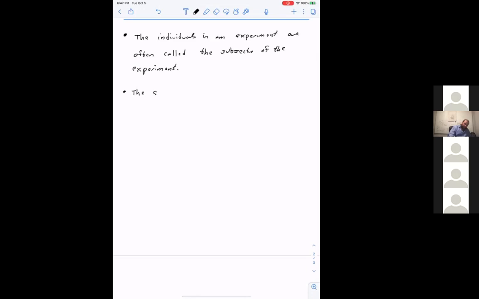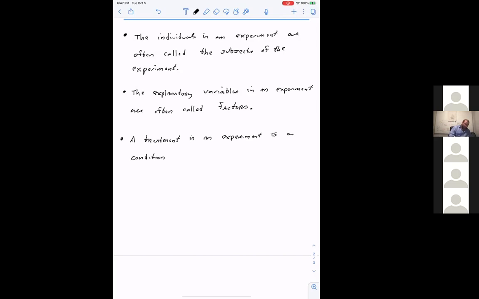The explanatory variables in an experiment are often called factors. Right? Factors, the reasons why something might occur. Is something a factor? This is like a term from English, right? So the explanatory variables are often called factors. A treatment in an experiment is a condition applied to the subjects.